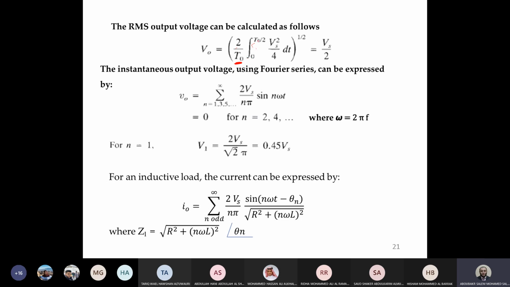So this is now the period for one pulse. Integration for what? For the voltage square. Actually, the volt was Vs over 2, so the square of the value will be Vs square over 4, and the integration regarding dt, and all will be under a square root. When you do that for this waveform, you will find that the output RMS voltage equals Vs over 2.